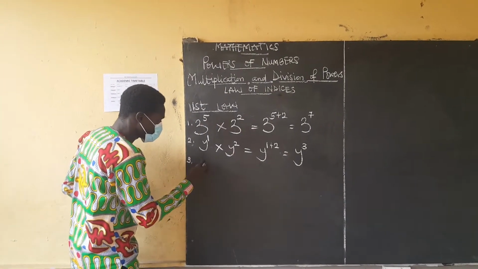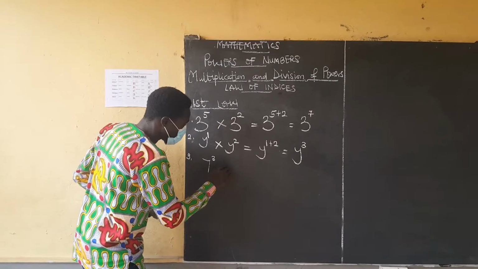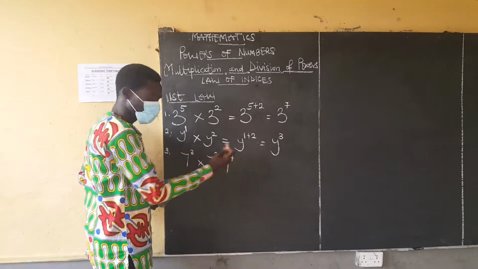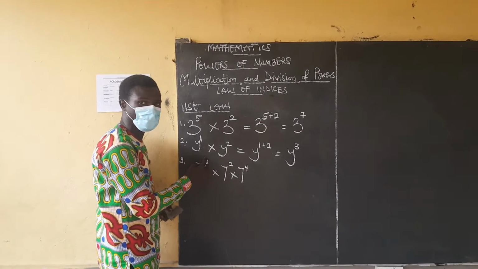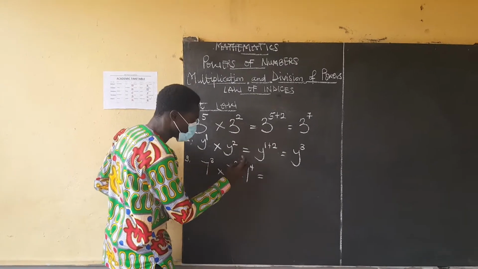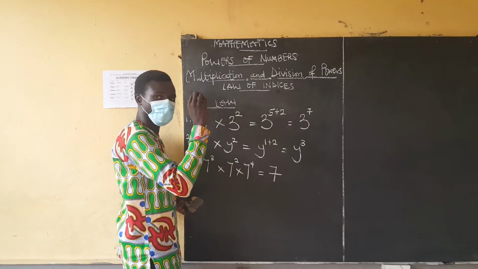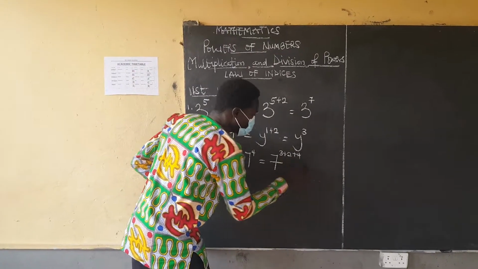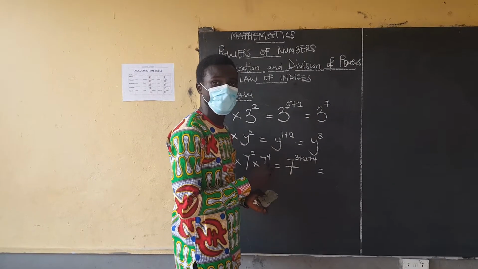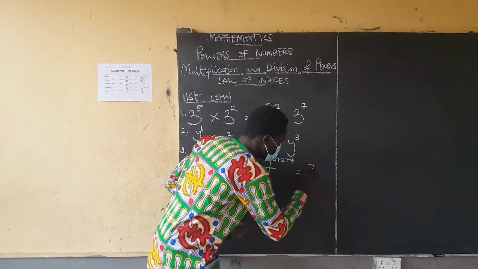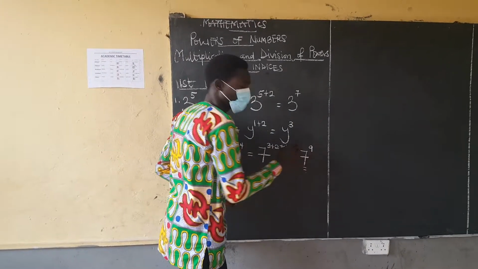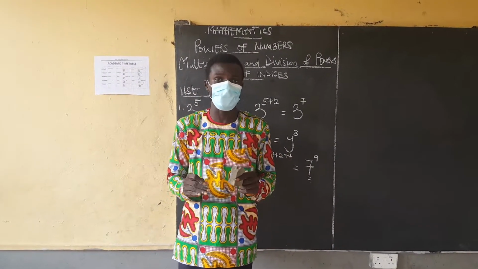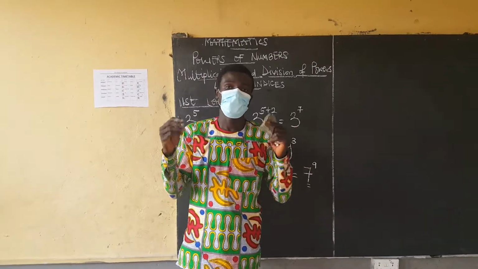Let's look at the last example. Let's say you have 7 raised to the power 3 times 7 raised to the power 2 times 7 raised to the power 4. You are multiplying. They have the same base. This is the base, this is the exponent or the power. So because they are having the same base, 7, 7, 7, pick one of the base. Then what will happen to the powers? You put them together. That is what the first law is saying. So if you put 3 plus 2 plus 4 together, what are you going to get? It's going to give you 9. So this will give you 7 raised to the power 9. And this is what the first law says. If you are multiplying and the bases are the same, pick one of the base and put the powers together.